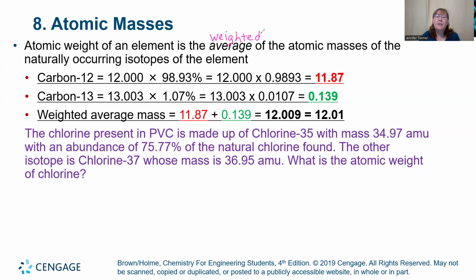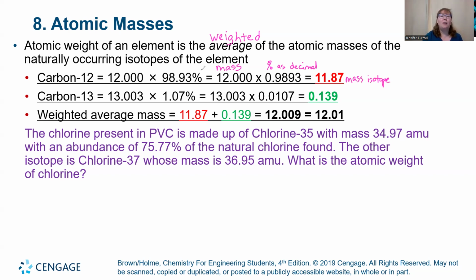It's specifically a weighted average of the atomic masses. The way that we find that is we take the mass here times the percent abundance. This is the percent abundance of it as a decimal. So this is times the percent as a decimal, and it gives you the mass right here of that isotope.